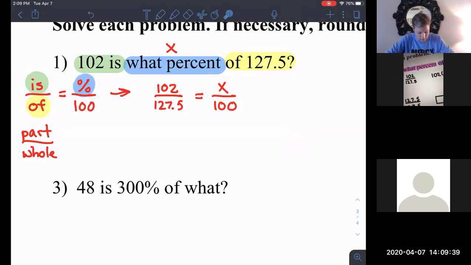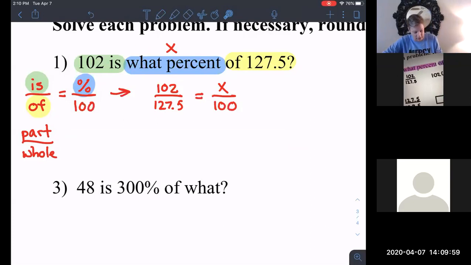Okay. So now that we've got the proportion set up, we put, oh, I got my laser pointer out. So we put 102 in for "is," we put 127.5 in for "of," okay, we put X in for the percentage because we don't know what the percentage is and we're trying to find that.